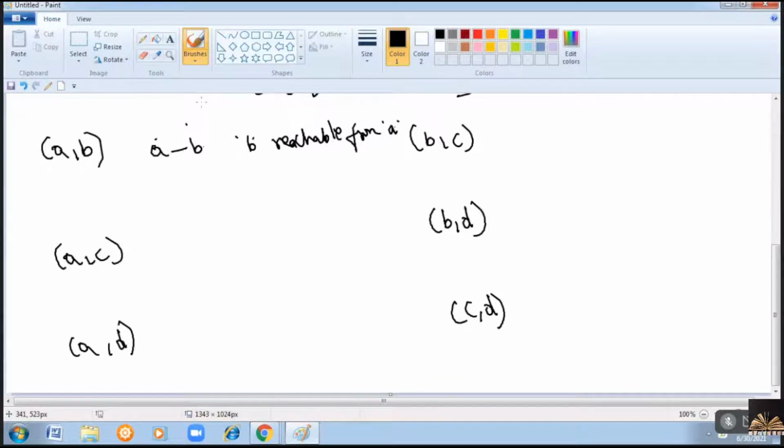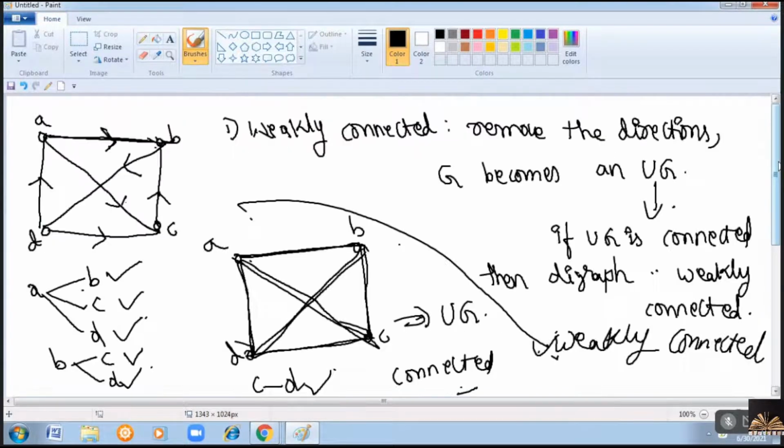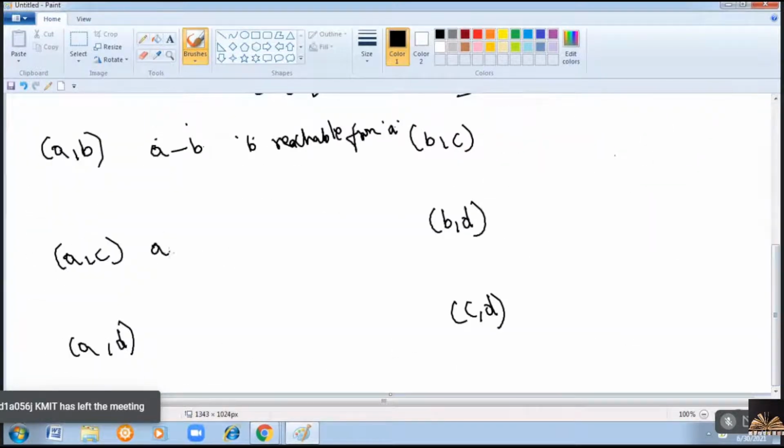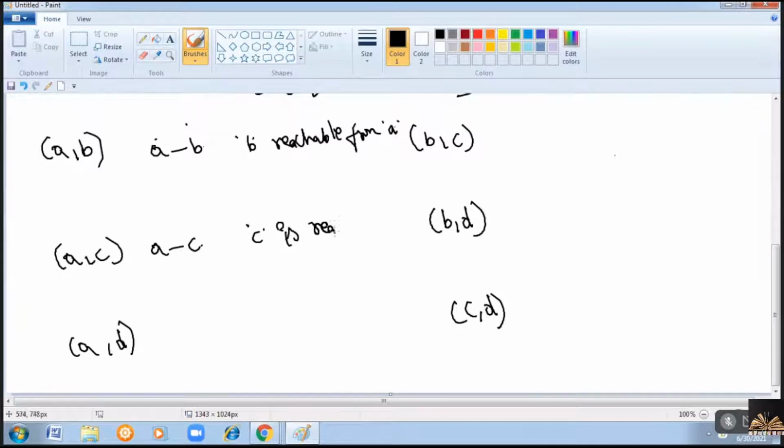It has to be satisfied for the remaining pairs also. Consider the pair A comma C. For the pair A comma C, you have a directed edge from A to C. Therefore, you can say that C is reachable from A.